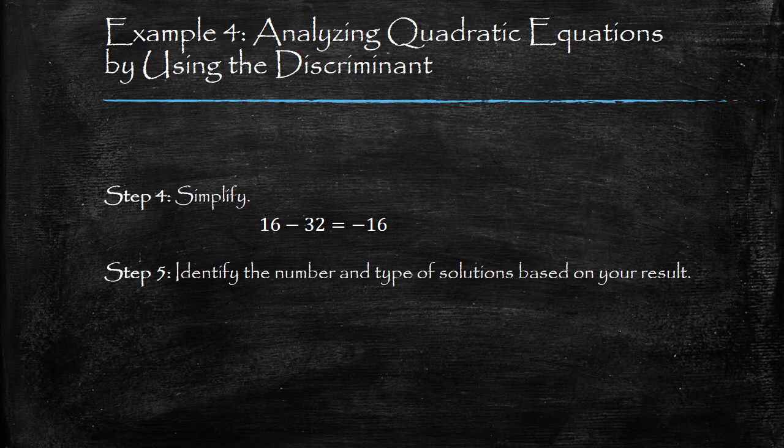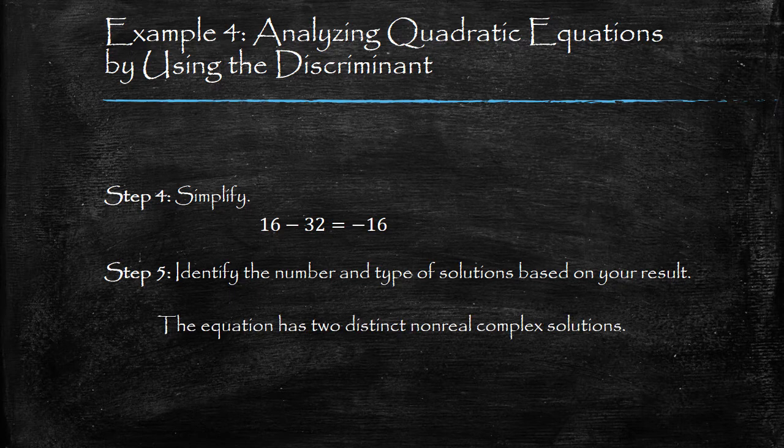So identify the number and the types of solutions. If it's less than 0, I have 2 distinct solutions, and I know that they are non-real complex solutions. Okay? So that's all you're doing. You're just identifying how many and what type they are. You don't have to go through and find them. Okay? So let's look at another one.